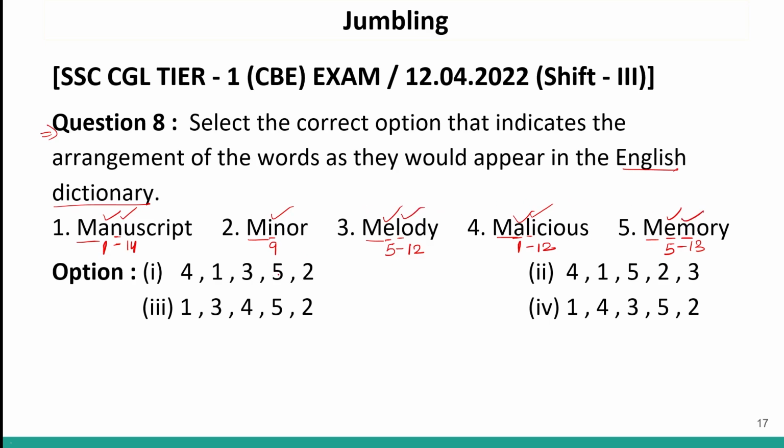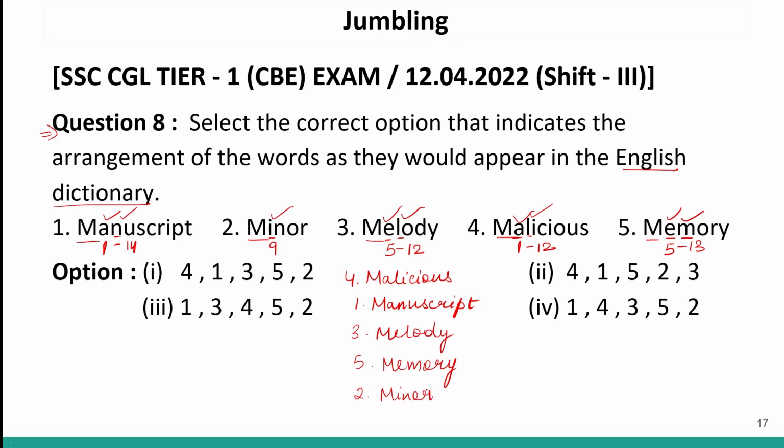So the correct order will be, the first word will be malicious. Malicious means that you have bad intentions. Okay. Then manuscript. Then we will have melody. Then we will have memory. And lastly, we will have minor. Minor means small, or minor also means somebody who is aged below 18.